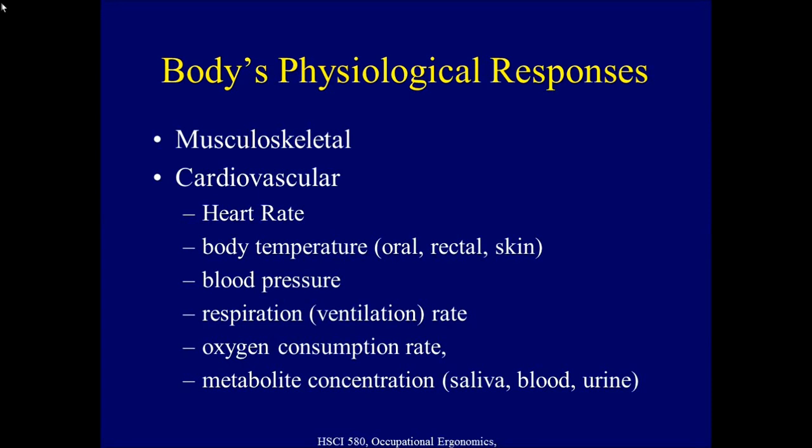The cardiovascular aspects include heart rate, body temperature, blood pressure, respiration, oxygen consumption, and metabolite concentrations. In terms of body temperature, there are several ways to get this information: oral, rectal, and skin. Oral temperatures sometimes can be erroneous, especially if the person has been sipping some cold drink or a hot drink. They can throw the temperature off. Skin temperature can be affected based on the wind going across the skin and the variances in different parts of the body involved in vasoconstriction, vasodilation. Rectal temperatures tend to be the most reliable.